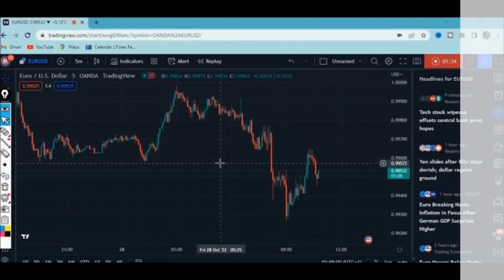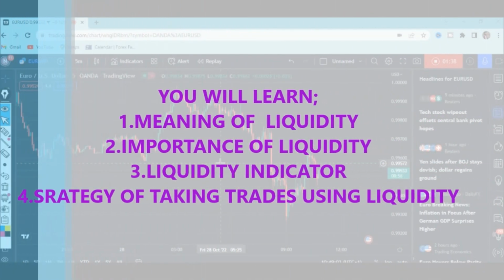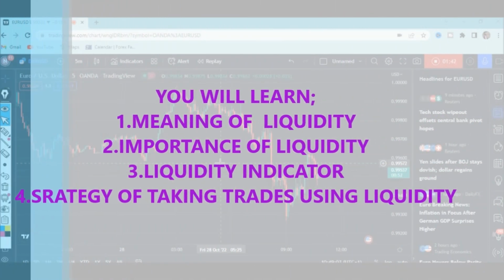So guys, in this video, I will tell you what liquidity is. At the same time, I will show you the importance of liquidity, and then I'm going to show you this indicator that shows you liquidity in forex trading. It's actually very easy. The only thing you need to do is stick here till the end so that you can understand how this indicator works and how you can use it to execute trades. You'll be able to spot liquidity so easily. I urge you to stick here and learn more about this.